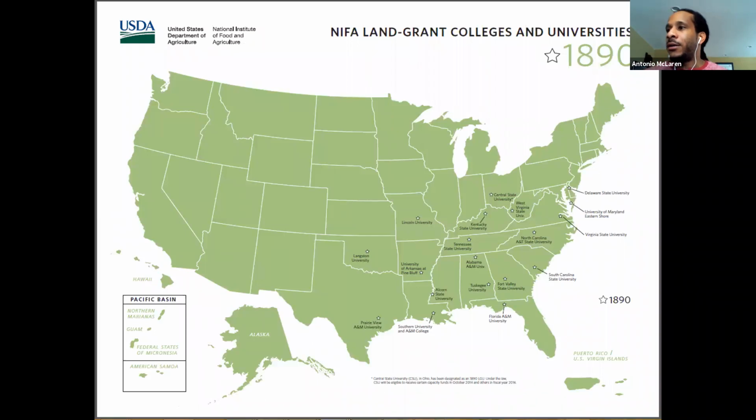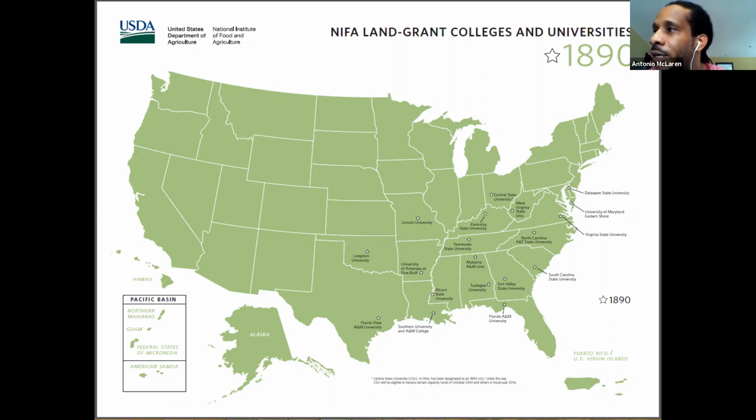So if you haven't seen this before, this is a map of the 1890 institutions. I just wanted to put that as a slide in case we do have non-1890 participants online. So this is a map of the 1890 institutions. We do have 19, most of them predominantly in the southern region of the United States, some in the mid-Atlantic region. And I think this is a great place for us to pause and do a roll call.